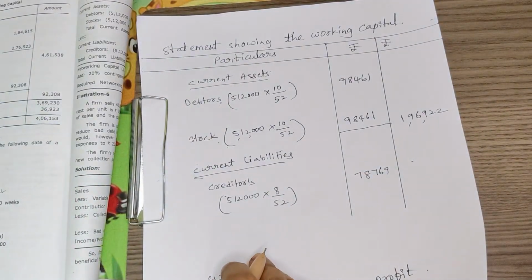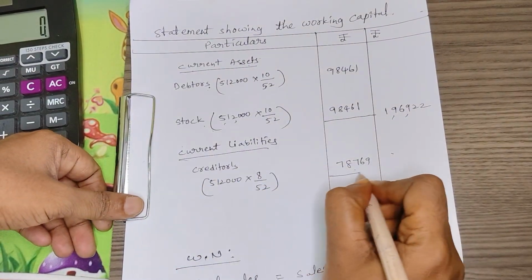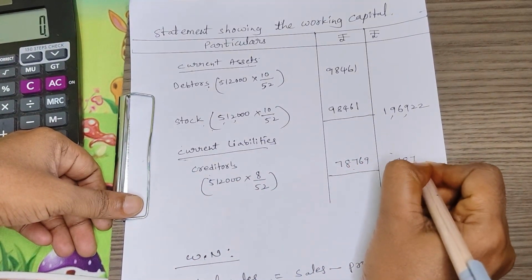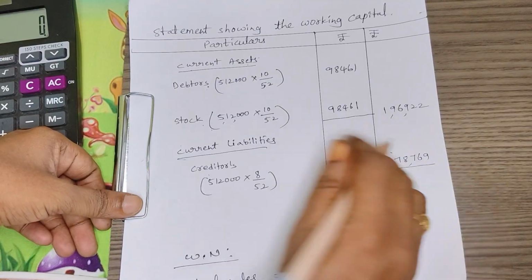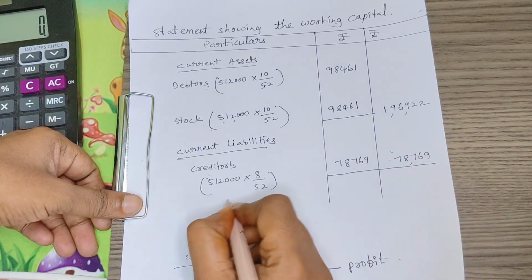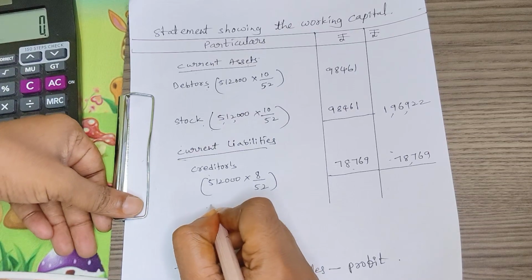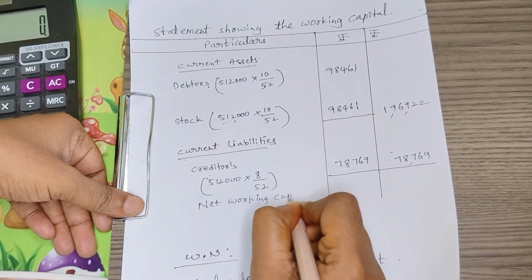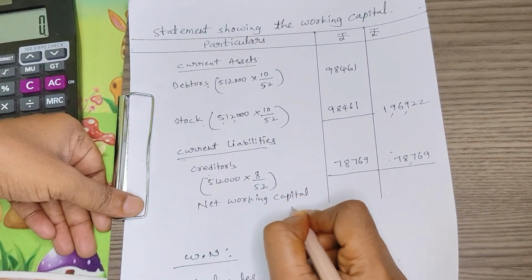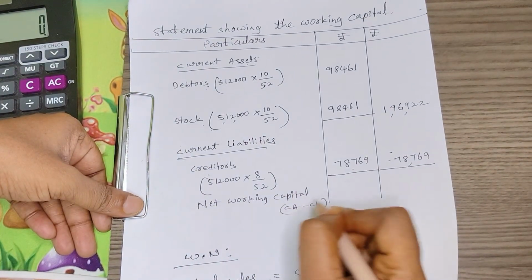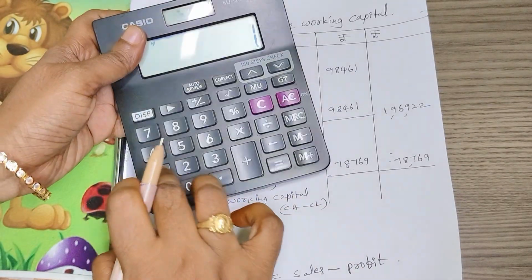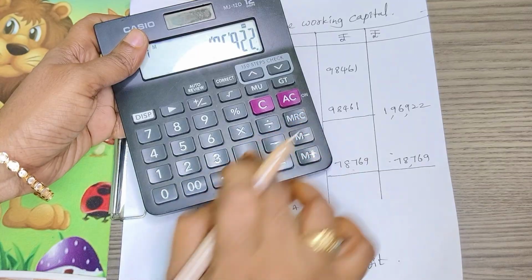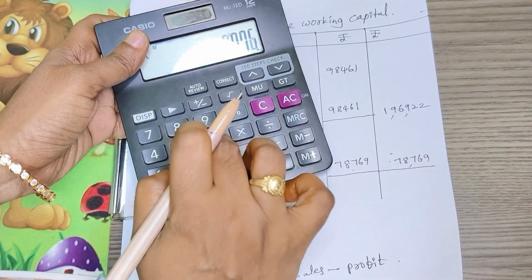So what are the current liabilities here? Only a single current liability is here. So take the total in the outer column, 78,769. Current assets minus current liabilities, you will get net working capital. 1,96,922 minus 78,769.